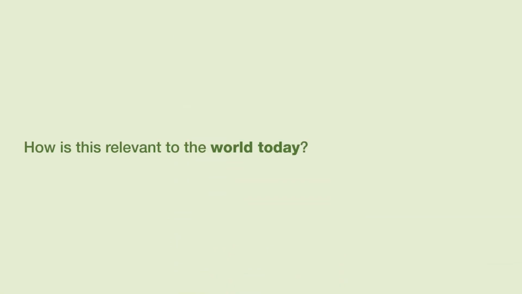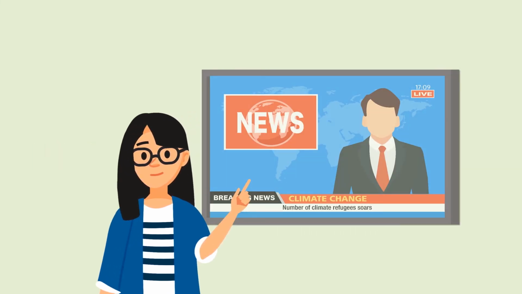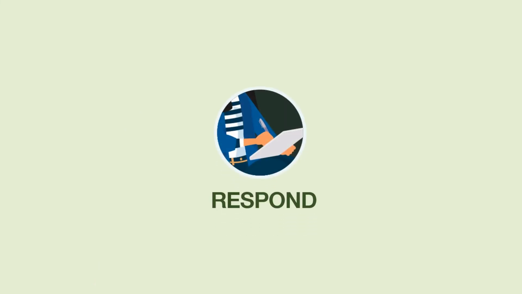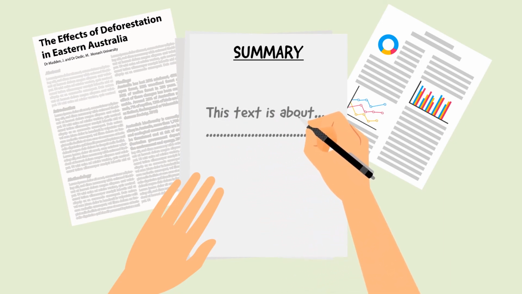How is this relevant to the world today? Environmental issues are everywhere in the world. If we look around us, we can see how the environment is changing and causing various problems. The final stage of the critical thinking model is respond. This stage is about using new information and developing ideas. When I respond, I first summarize the main and useful ideas of the text.